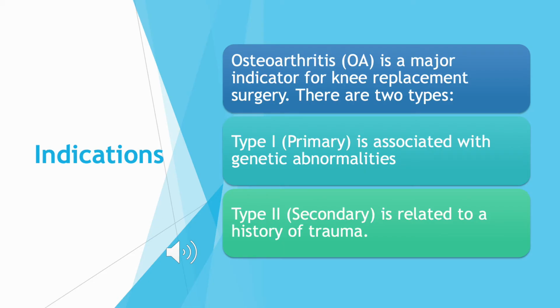Other than pain, there are also some other indications for a total knee replacement. The main is osteoarthritis, which is a major indicator for a knee replacement surgery. There are two different types. Type 1 is primary and is associated with the genetic abnormalities of the knee. Type 2 is a secondary condition, which is usually related to a history of trauma. Most people see type 2 as a secondary condition related to sports injuries, accidents, or things of that nature.